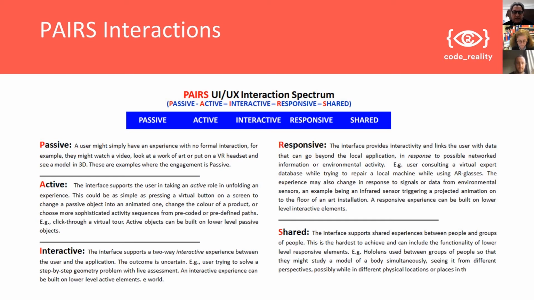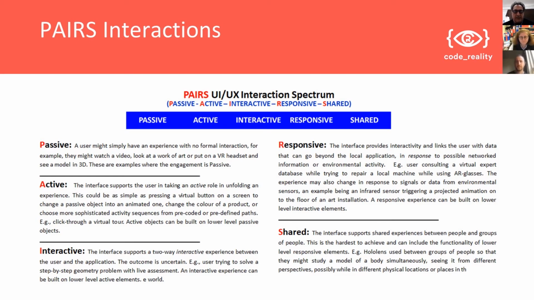So if somebody was just watching a video, for example, without interacting with it in any kind of way, that would be an example of a passive experience, where there's no exchange going on between the viewer and the content. The viewer is simply passively looking at the content and experiencing it.